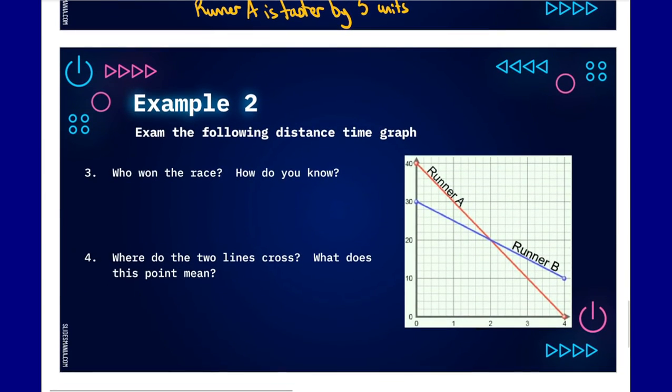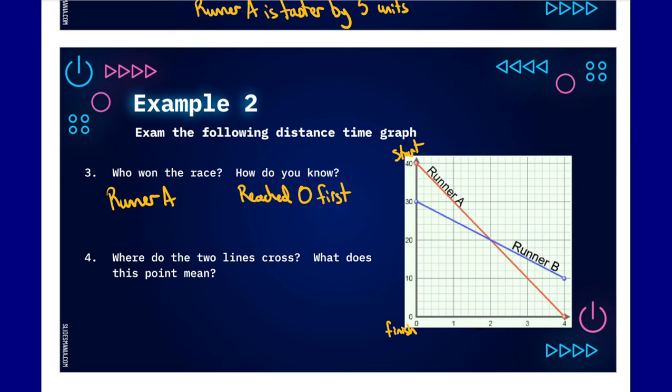Who won the race and how do we know? Well, I would say that runner A won the race. And how do we know? They reached 0 first. So their distance towards, you could say, the start or the finish, right? So this was the finish. This was the start. So they reached 0 first, or they reached the finish line first.